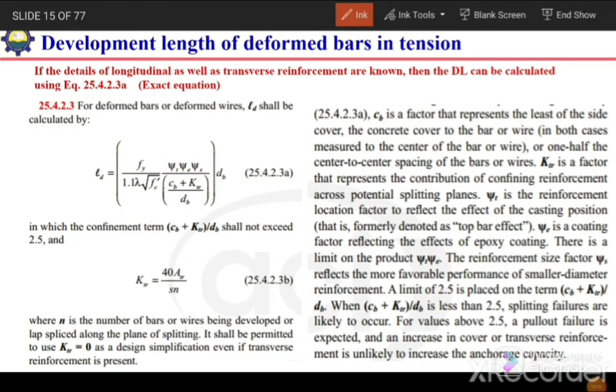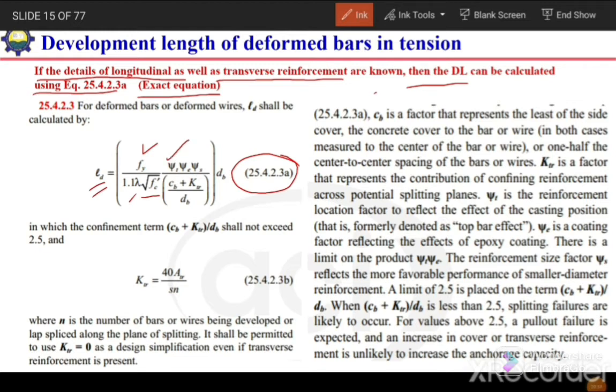Next is development length of deformed bar in tension. If the detail of longitudinal as well as transverse reinforcement is known, then the development length can be calculated by using this equation. This is given in the ACI code. So this is the exact and detailed equation. Here Ld is development length, fy is the yield strength of the steel bar, f'c is the compressive strength of concrete, lambda is a factor which accounts for the density of concrete. For lightweight concrete, its value is 0.75 and for normal concrete its value is 1.